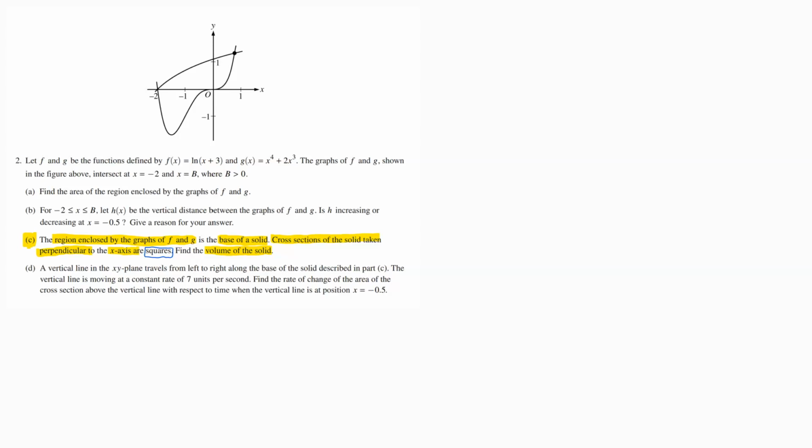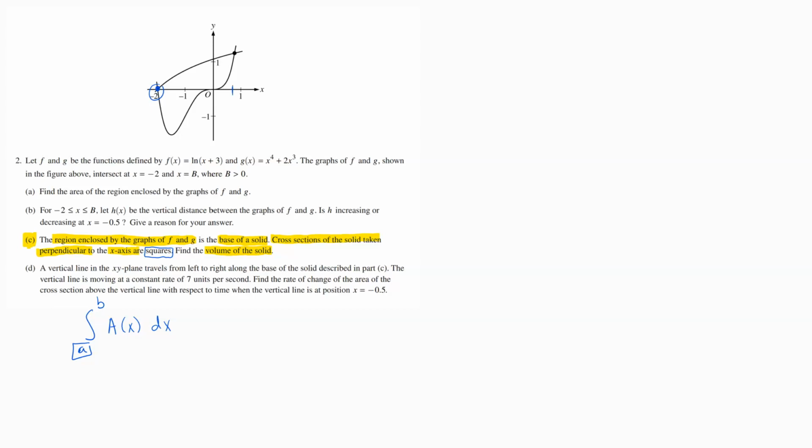So this is an integral setup, and the integral is going to look like the integral from A to B of whatever your area formula is, whatever the area formula that makes up these cross sections, dx. The good news for us is we know the A and the B. The A is our lower bound. That's going to be the -2 that we were given for free here.